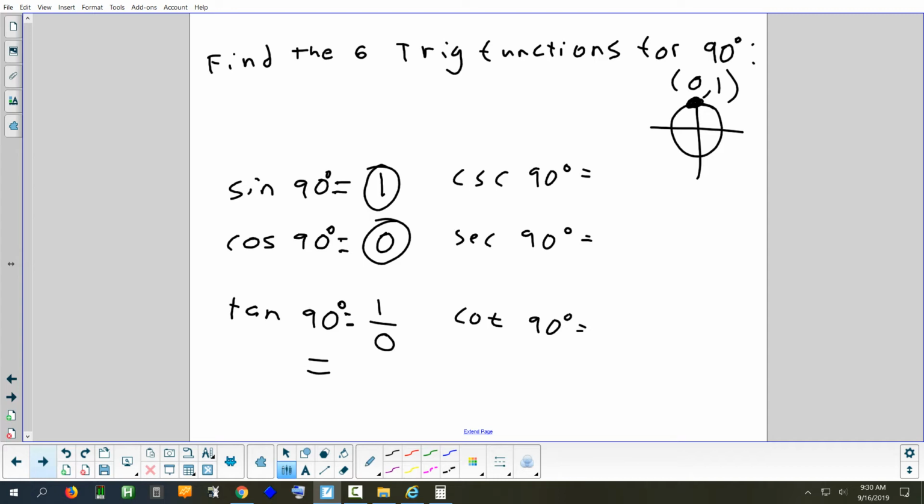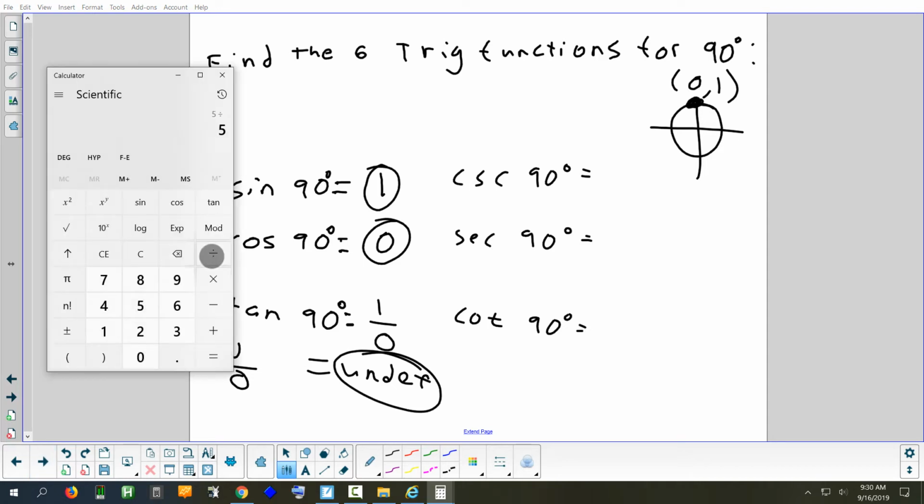Okay, 1 over 0. What is 1 divided by 0? Is it undefined? Undefined. Yes. You can't do that. The way I remember you can't do that is if you take a number and you divide by 0, it spells no. You can't do a number divided by 0. Number divided by 0? No. Can't do it. If you try it on your calculator, it'll probably just say you can't divide by 0 or something like that. Yeah, can't divide by 0.